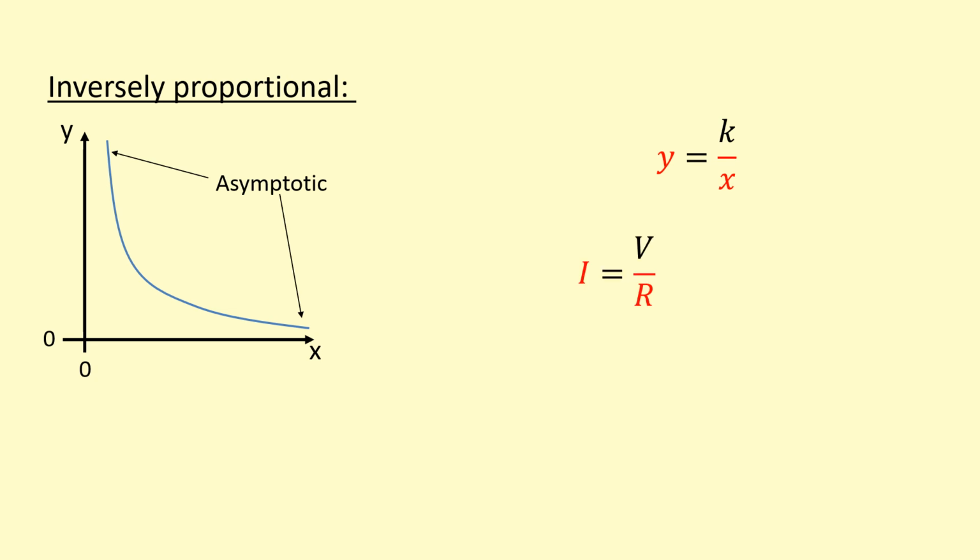Examples are current and resistance. So the higher the resistance, the lower the current, but it's a unique one. So if I double the resistance, I would halve the current. Okay, another example: the width of a fringe in a double slit pattern against slit separation, or the pressure of an ideal gas against volume.